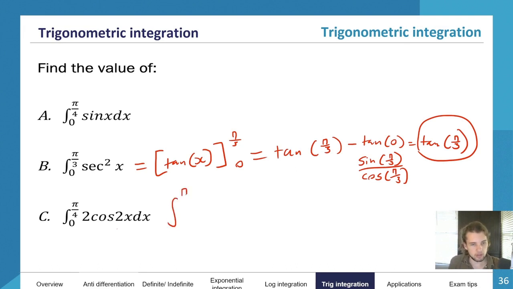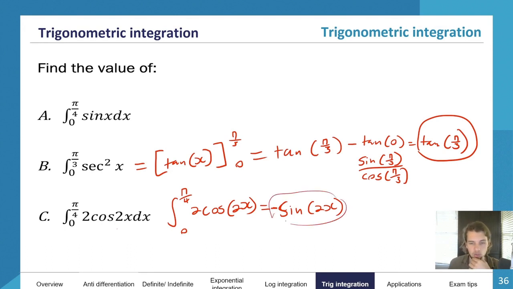So this is the definite integral of 2 cos, and then in brackets 2x there. Now that's equal to negative sine 2x. And you can postulate that, and then you can check that by differentiating this and making sure it equals the same thing when you go back to there.